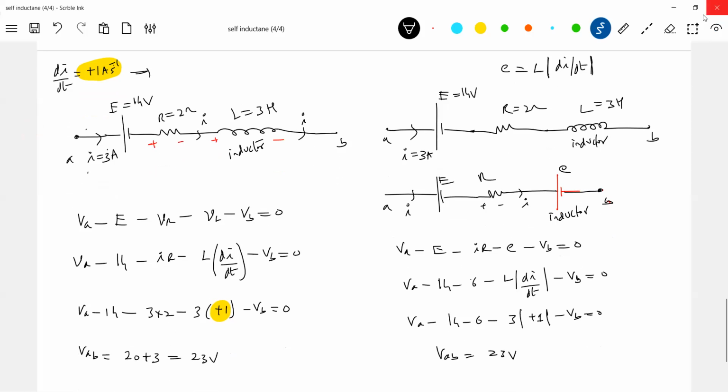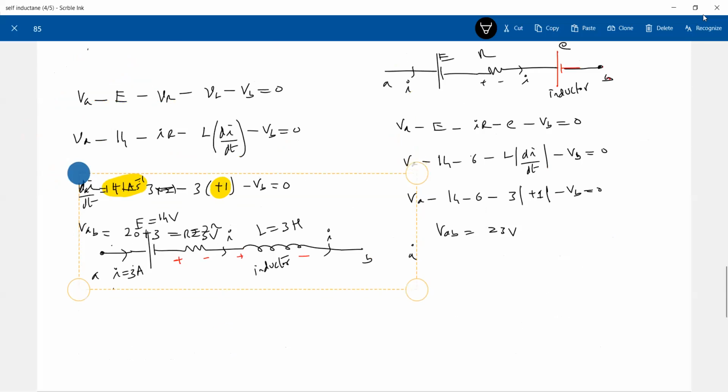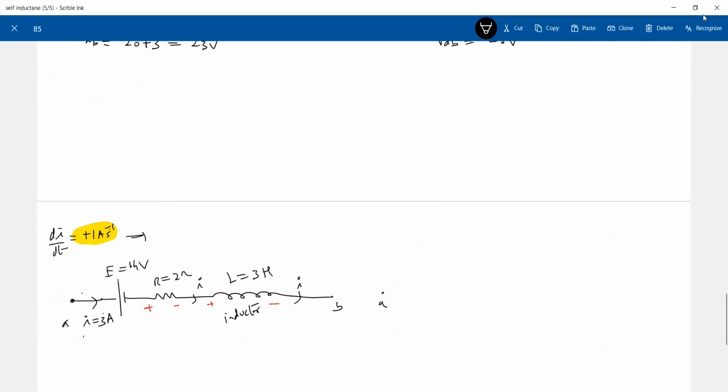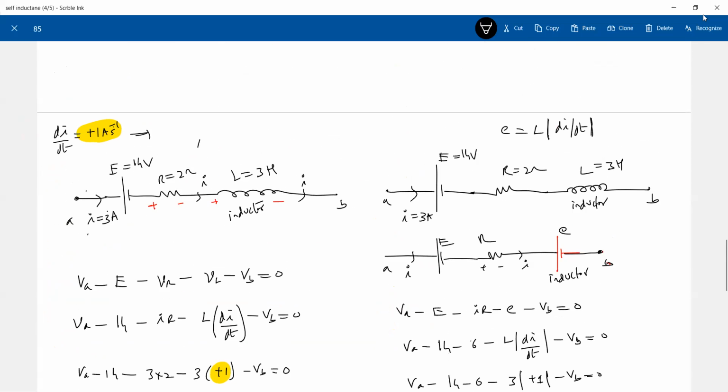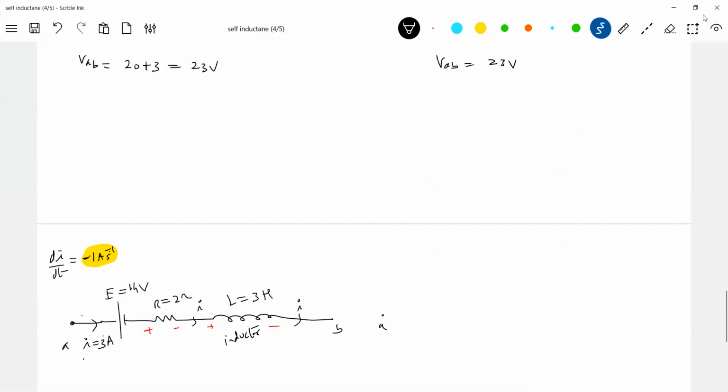Now let me take the same thing. I'll put it on another page. It will be easy for you, a comparison. Now the current, let it decrease with time. So earlier, what happened? Increasing current was flowing through the coil. Now what about decreasing current flowing through the coil?